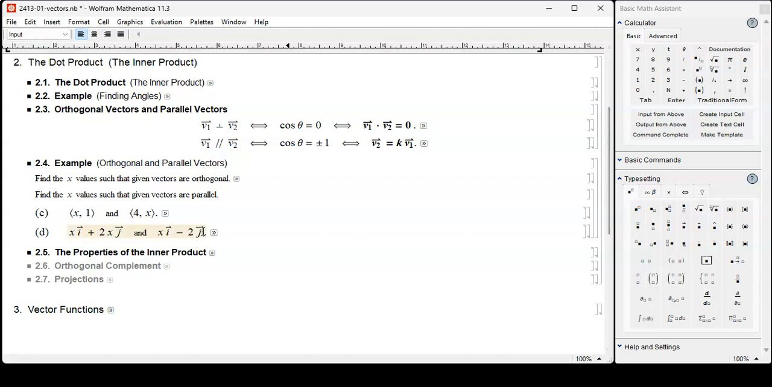Let's see, do we have time for this? No. I'm going to leave this problem to you, so start the playback and then do it on your own. Did you do it? What do you have?